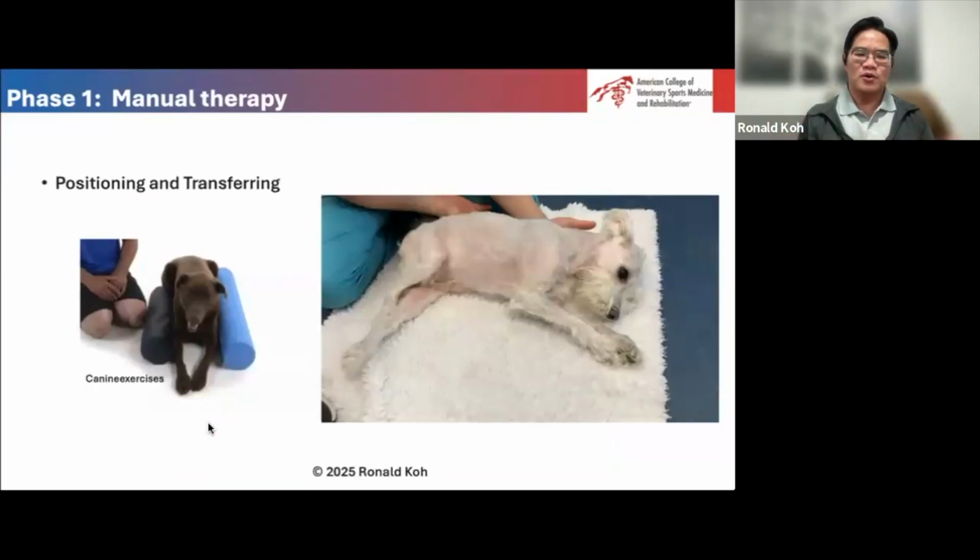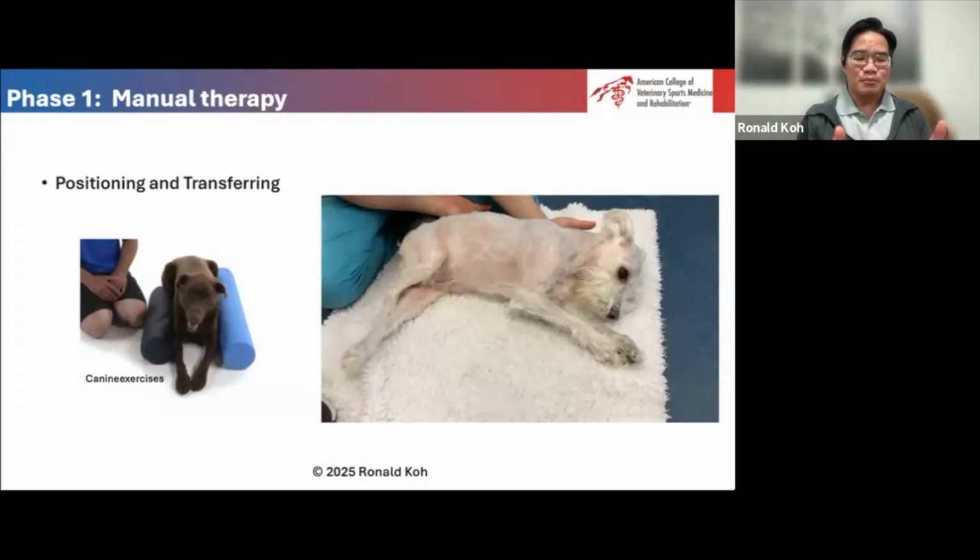Okay? You also want to start doing some positioning and transferring. I tell the owner to put the dog in a sternal position as much as possible. I really don't like them to lie laterally for a very, very long time. It's not good for the muscles. It's not good for the lungs, right?